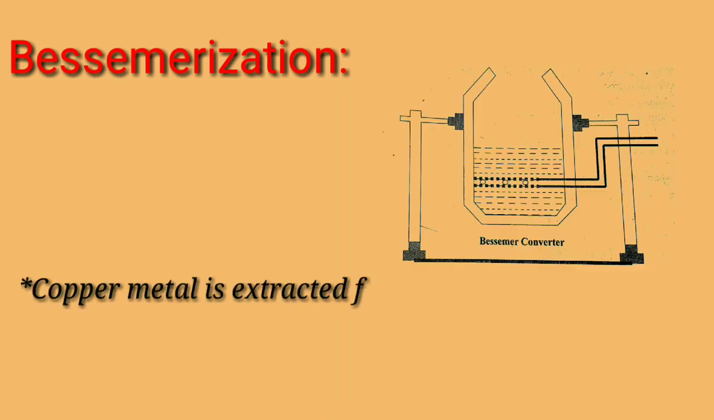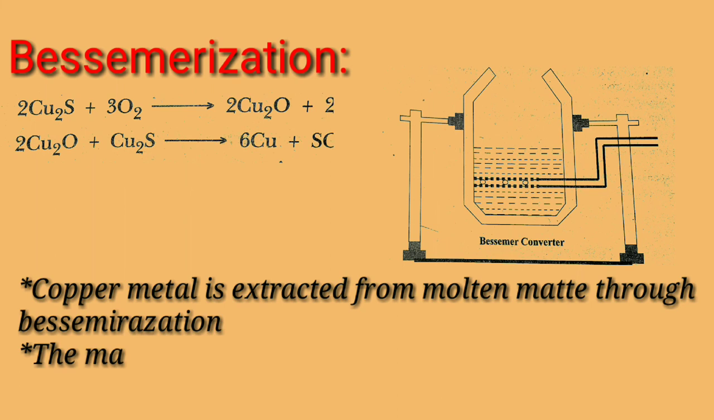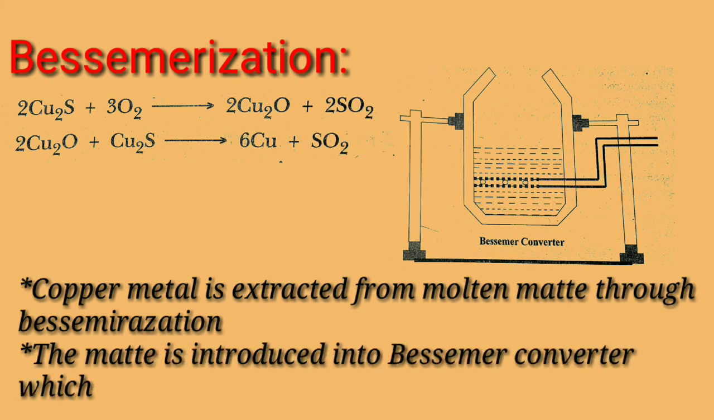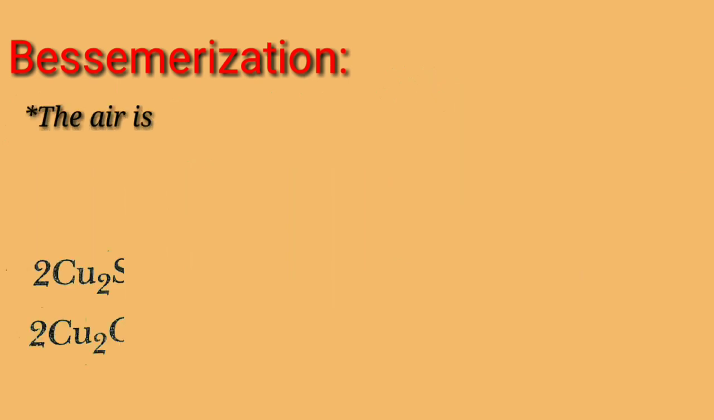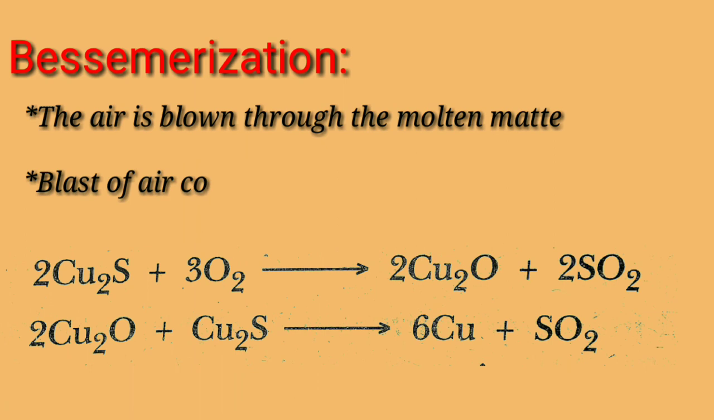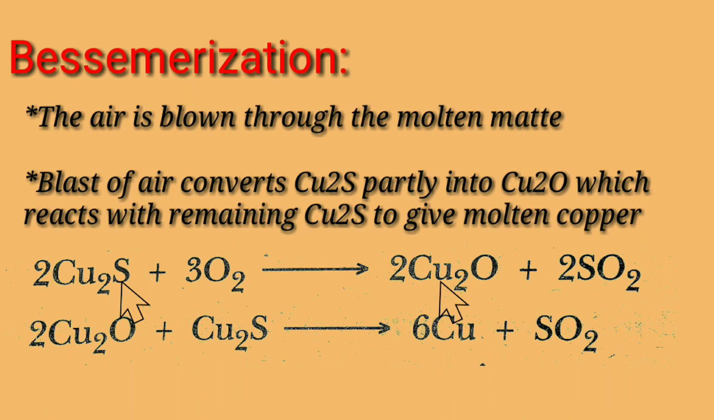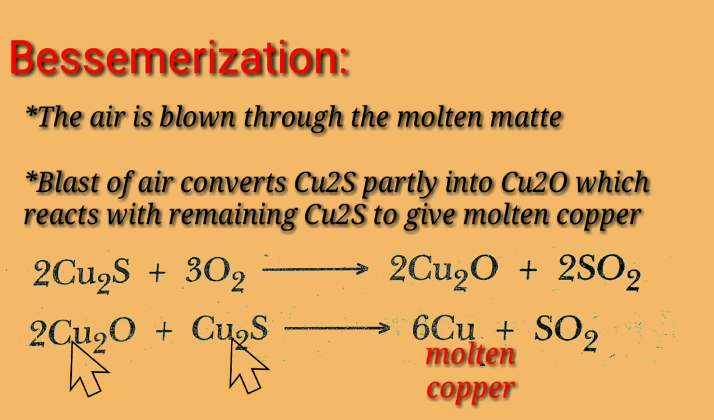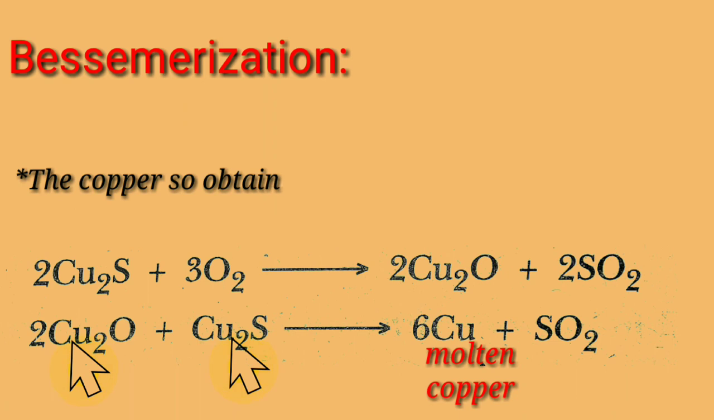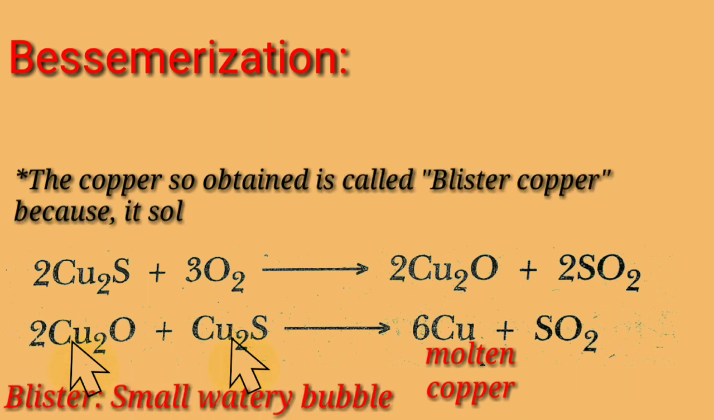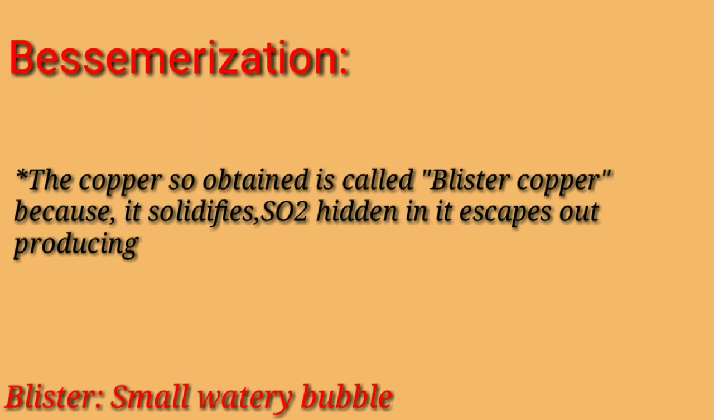Next is bessemerization. Copper metal is extracted from molten matte through bessemerization. The matte is introduced into a Bessemer converter which is fitted with tuyeres. The air is blown through the molten matte. Blast of air converts Cu2S partly into Cu2O, which reacts with the remaining Cu2S to give molten copper. The copper so obtained is called blister copper because as it solidifies, SO2 trapped in it escapes out, producing blisters on its surface.